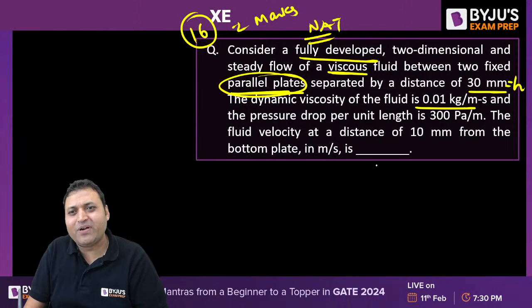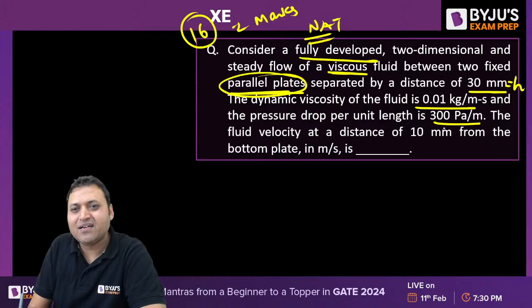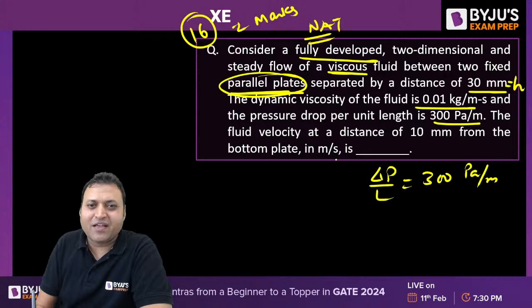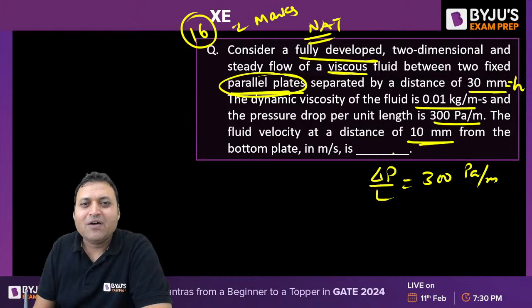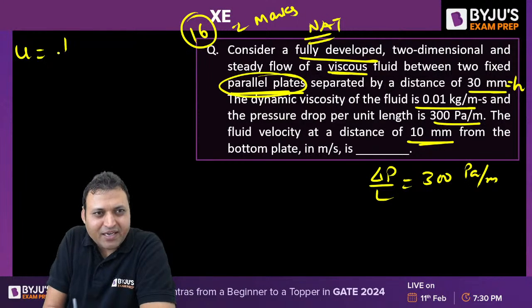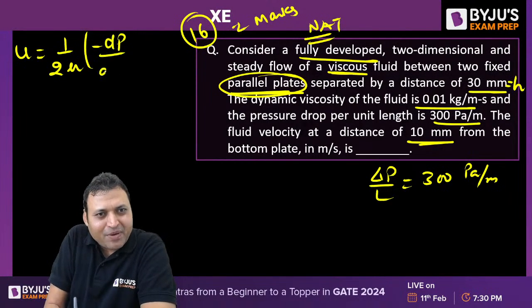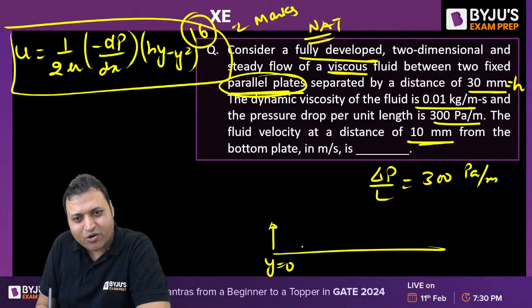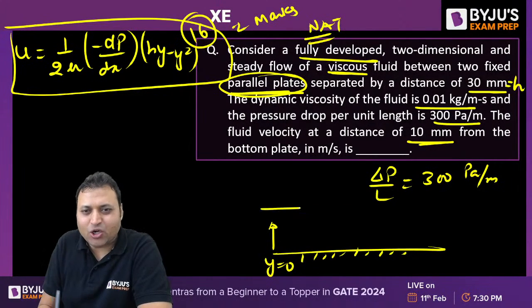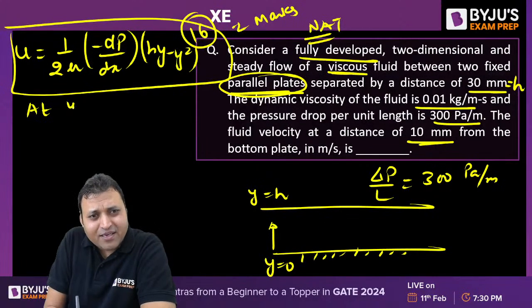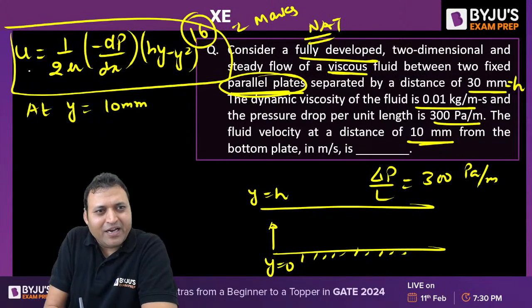The dynamic viscosity of the fluid is this, and the pressure drop per unit length, delta P by L, is 300 Pascal per meter. The fluid velocity at a distance of 10 mm from the bottom plate is asked. So first of all, you need to remember the formula for velocity: 1 by 2 mu into minus dP by dx into (hy minus y square). This is the formula. Bottom plate means y is equal to 0, and the top fixed plate has y is equal to h. So put the value at y is equal to 10 mm. We need to find out the velocity.